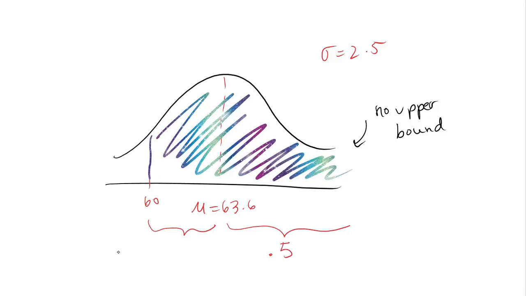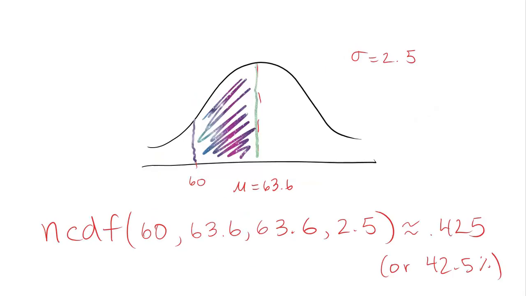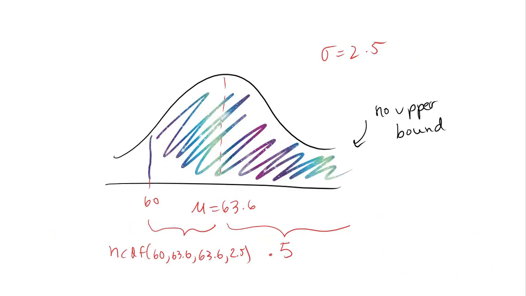And again, we know how to find this area on the left. This is normal CDF of 60, 63.6, 63.6, 2.5. You might not be able to see that very well, but it's the same setup we used last time because it's the same area. So we're just adding 0.5 to this answer, so the answer is going to be 0.925. We just add these together.